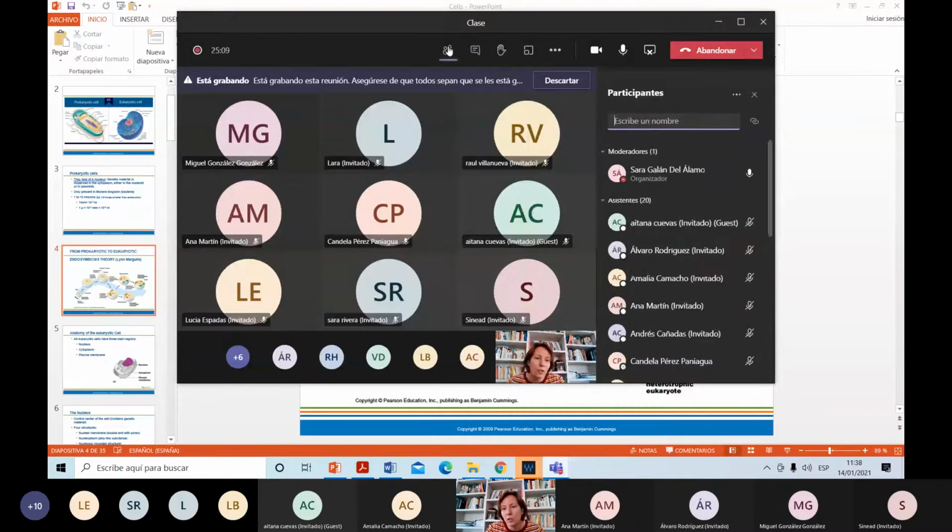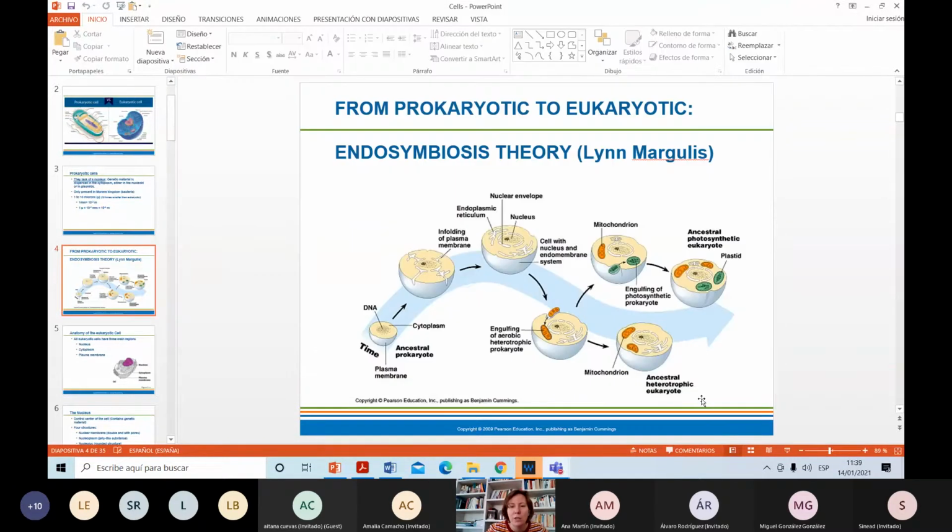Next one in the list is Alvaro. Alvaro, either using the microphone or writing on the chat, I want you to tell me, looking at this picture, more or less what the picture represents, or why. What are the evidences that Lynn Margulis used? Try to explain something about this diagram.